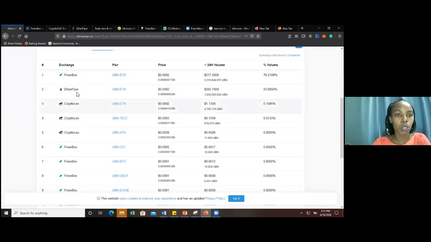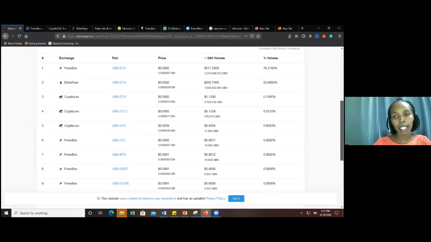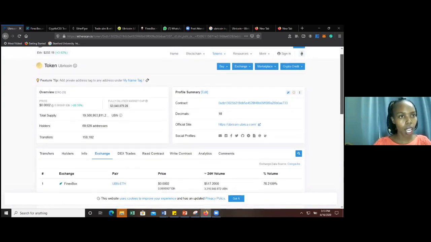We say the difference between markets and exchanges is that in an exchange, you can find different markets. And these markets are basically other coins that you can trade Ubricoin with. You can exchange your Ubricoin with ETH, BTC, USDT, and all these other coins. So those are the markets where you can buy and sell Ubricoin. So that is our market overview.